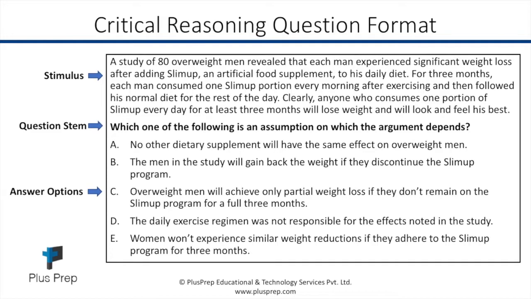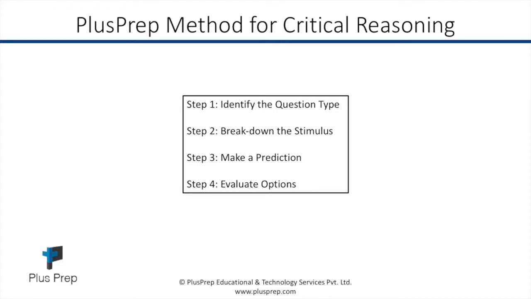So now that that's out of the way, let's look at what our method for these question types would be. Irrespective of the question type, the method is going to be the same for critical reasoning. So step one is to identify the question type, read the question stem and understand what exactly is the question expecting from us. What does it want us to analyze? The next step would be to break down the stimulus. So depending on the question stem, the stimulus could be either an argument or just a bunch of data, or a combination of multiple arguments, right?